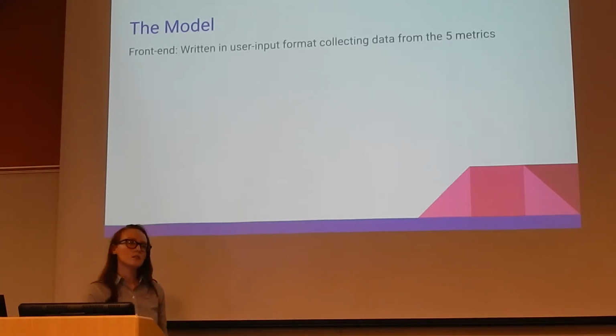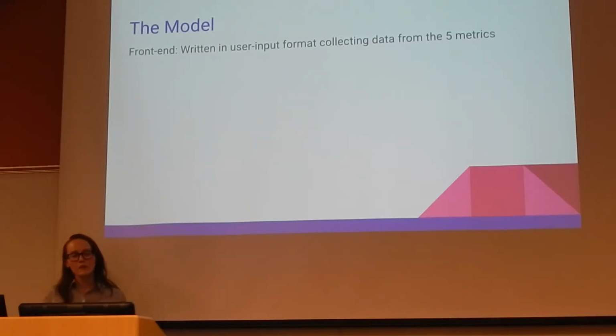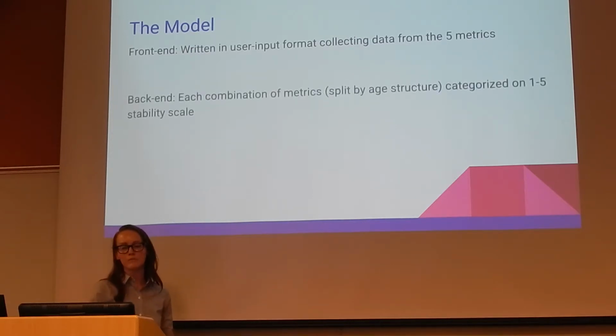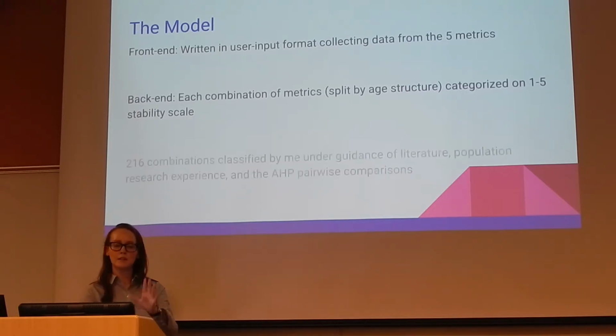So what did the model look like? Well, on the front end, I wrote it in a really user-friendly format. You turn it on and it says, tell me the most recent HDI score, tell me the most recent CPI score. Was there a terrorist attack in the past year? What is the age structure? And then in the actual coding in Python, every single combination of metric is split by age structure, so 4 categories: youthful, working class, hourglass, and aging. Then on a 1 to 5 scale, it's going to spit out what that is.